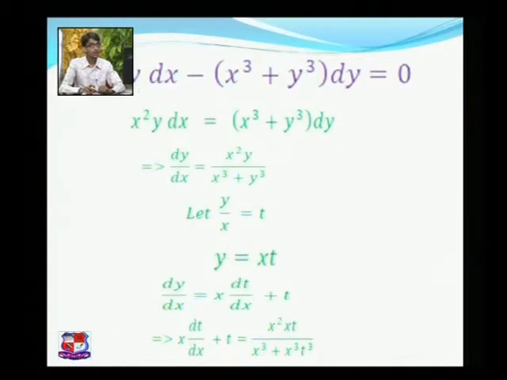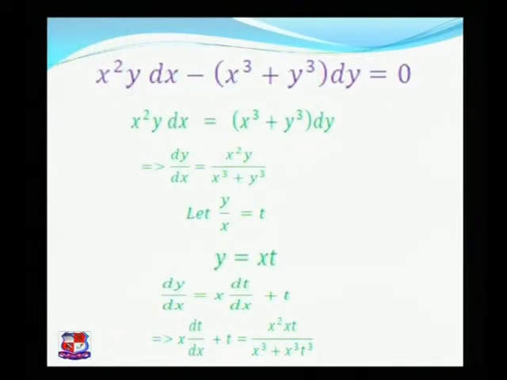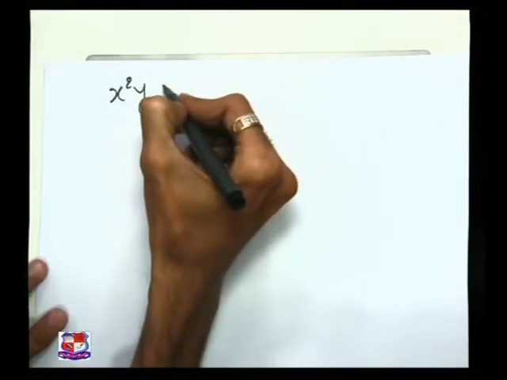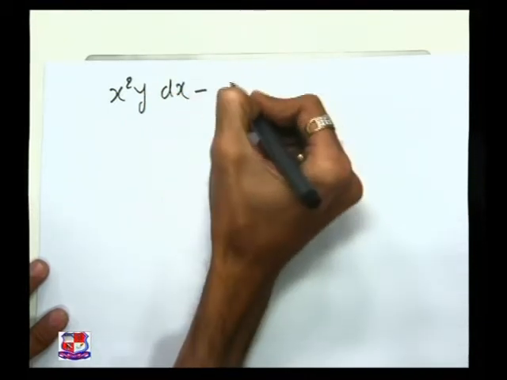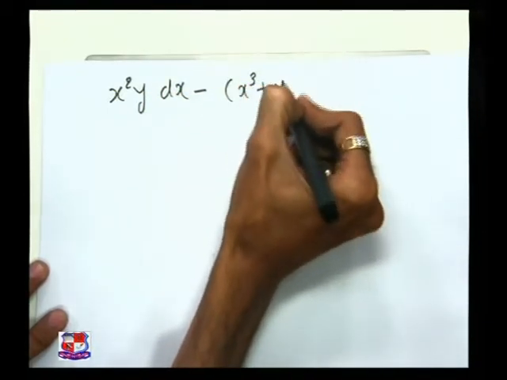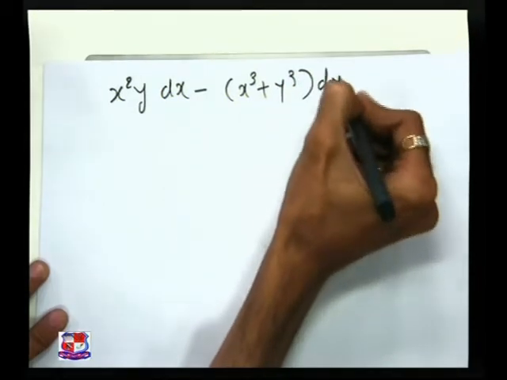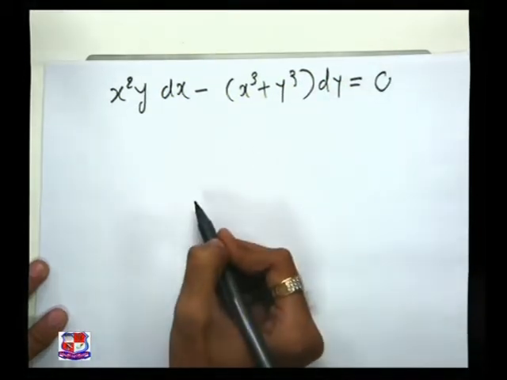Let us look at one more example of homogeneous differential equation. Here the question is to solve the differential equation x square y into dx minus x cube plus y cube into dy is equal to 0. Let us try to solve it practically here. So here our question is x square into y dx minus x cube plus y cube into dy is equal to 0.